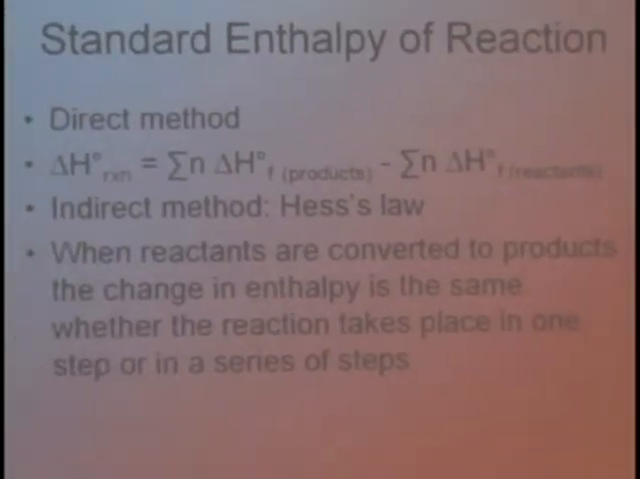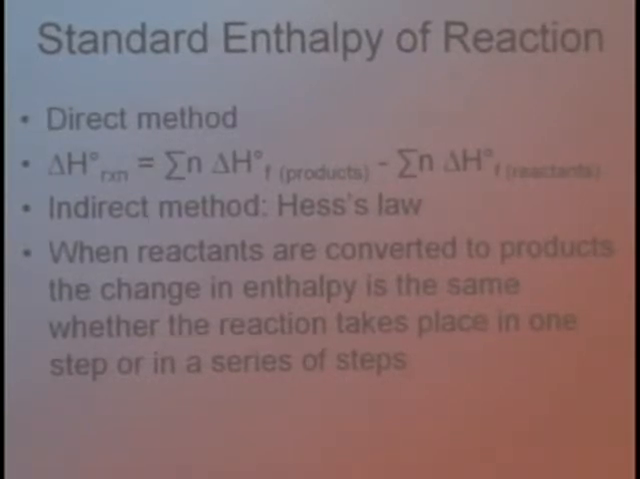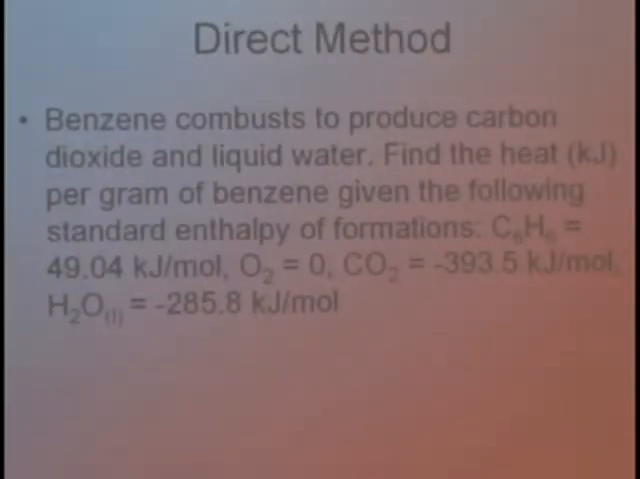When reactants are converted to products, the change in enthalpy is the same, whether the reaction takes place in one step or a series of steps. So it's referred to as a state function, because it doesn't matter how you get there, it just matters the start and the finish, really. So what we're going to do is a practice problem for each, starting with the direct method.